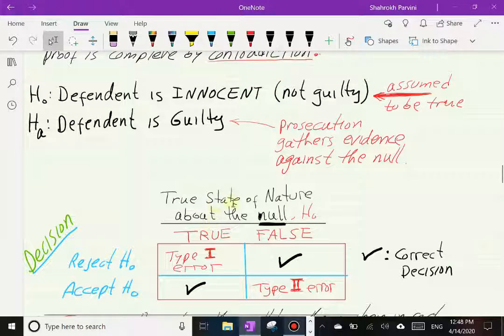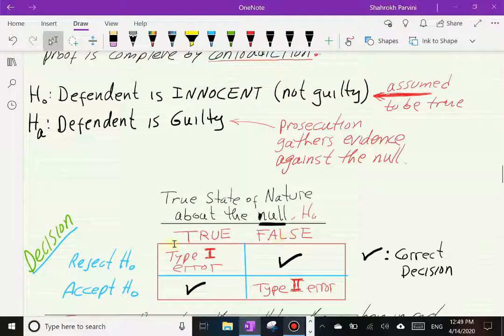So the true state of nature is what is truthful about the null hypothesis, what it truly is. Let's say the true state of nature about the null is that the null is true. In our judicial system, that means this person sitting in the defendant seat is truly innocent. The column next to that is false. That means the person sitting there knows they're guilty. They're just being silent, being quiet about it, but they truly know they are guilty. It's just that now we have to go through this process.